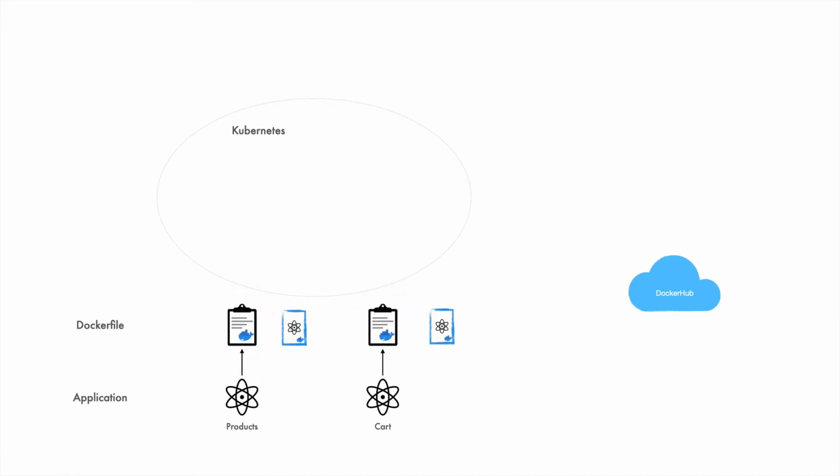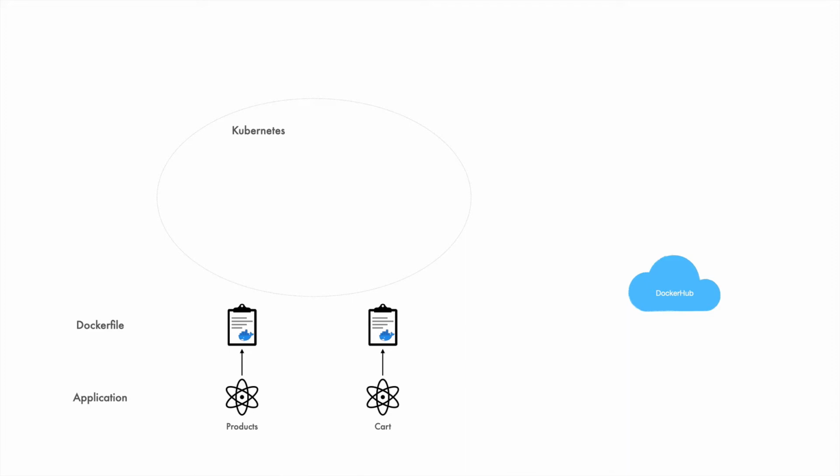Next, I'm going to walk you through all of the steps that we are going to take, starting with creating two different applications, products and cart. We are going to write out Docker image files for both of them, and we'll create containers from these images. So at this point, we will test our application with the containers, and if everything is successful, we're going to push our image to Dockerhub.